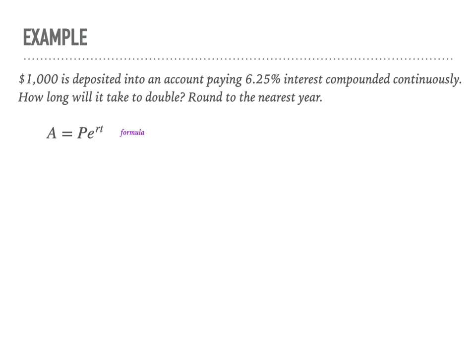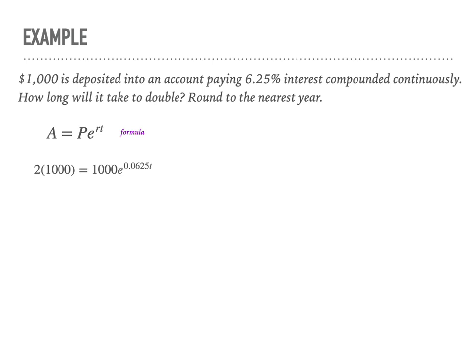So, as I mentioned, A equals Pert. You can memorize it as like Pert, Pert. Really easy, honestly, to remember our formula. And we're going to set our final amount, which is double of our initial deposit, which is 2,000, equals 1,000 e to the power of 0.0625t.